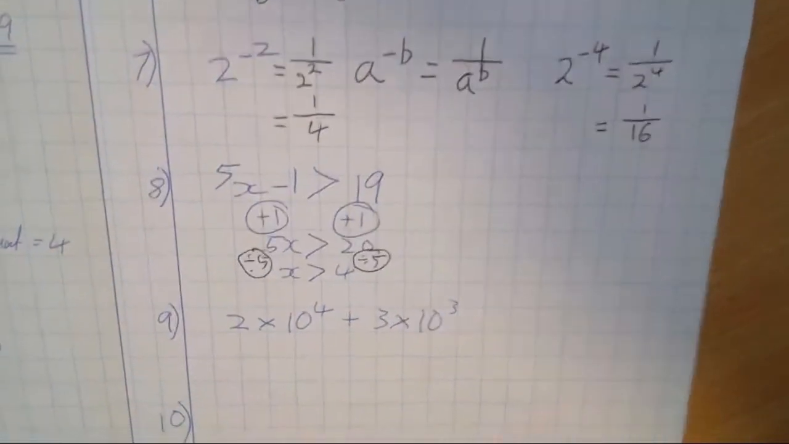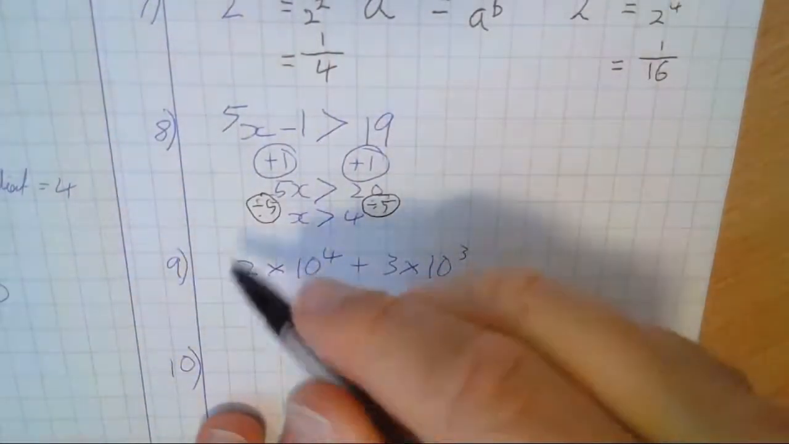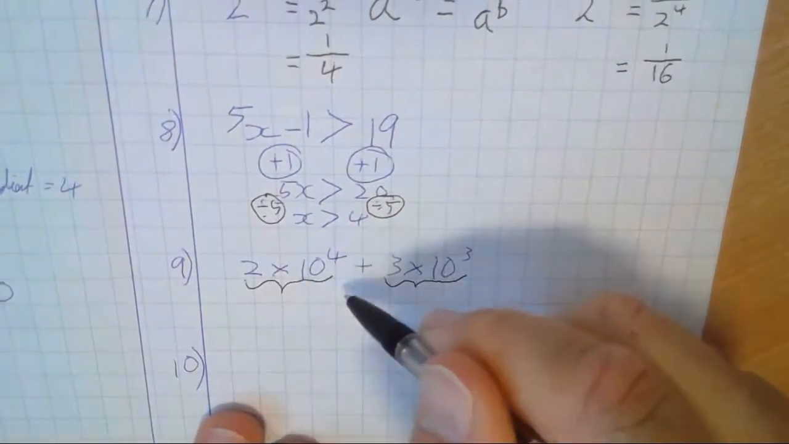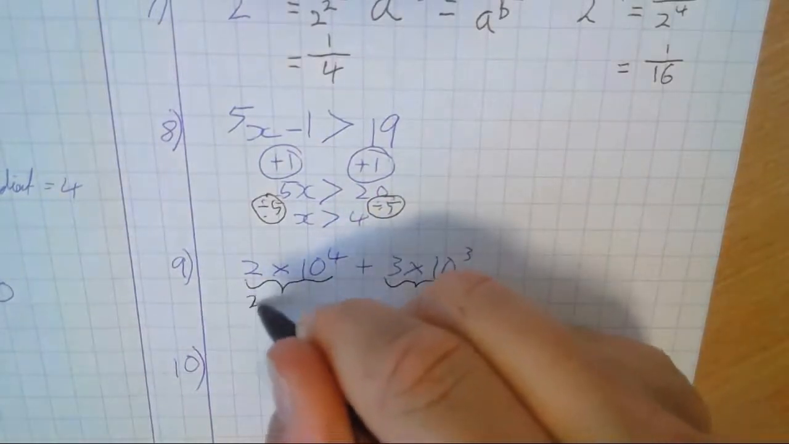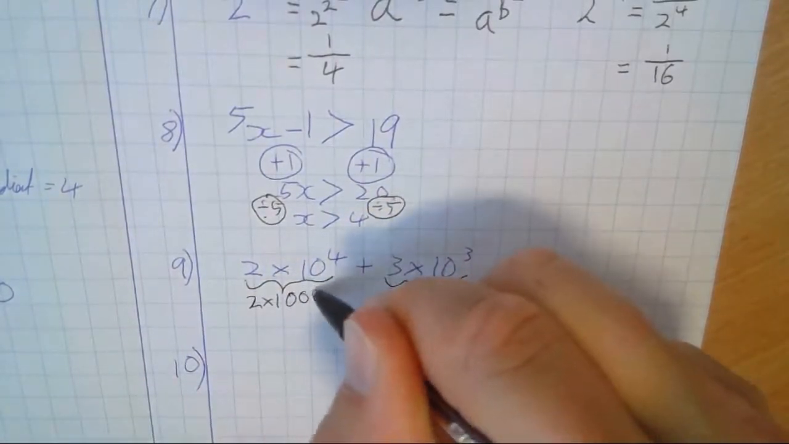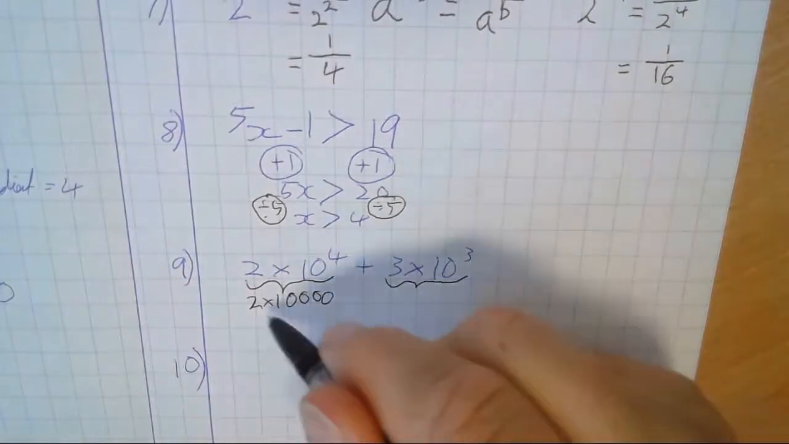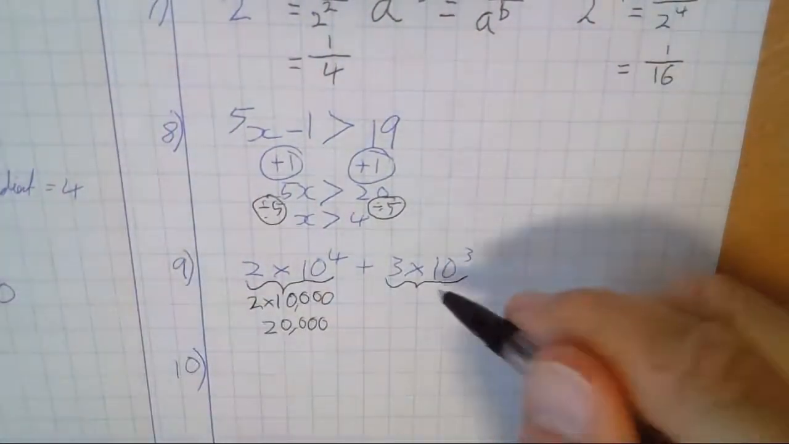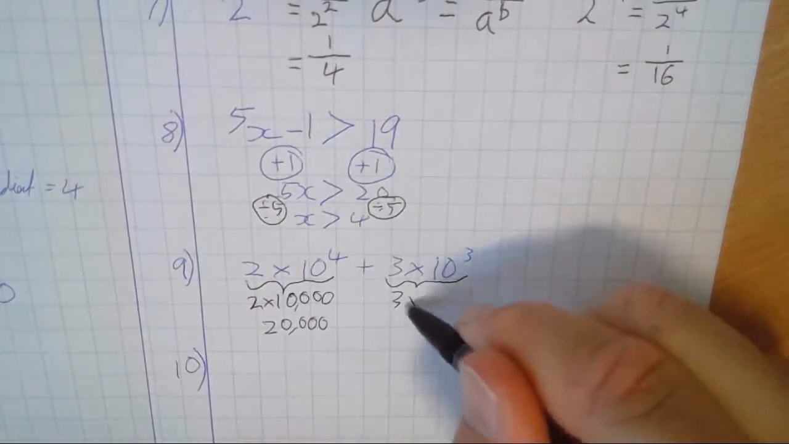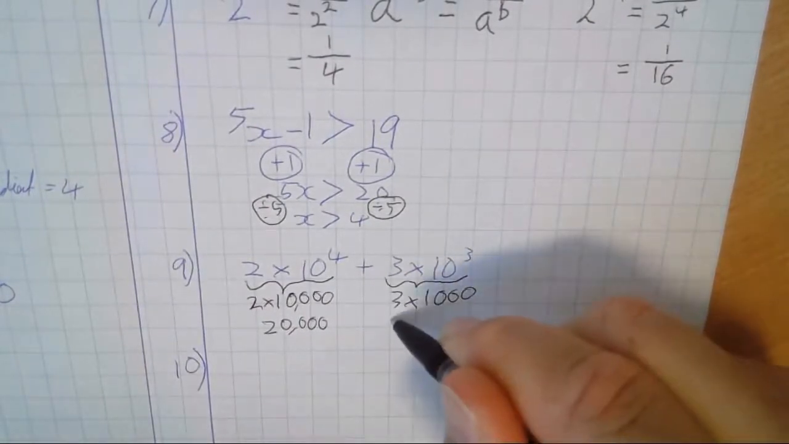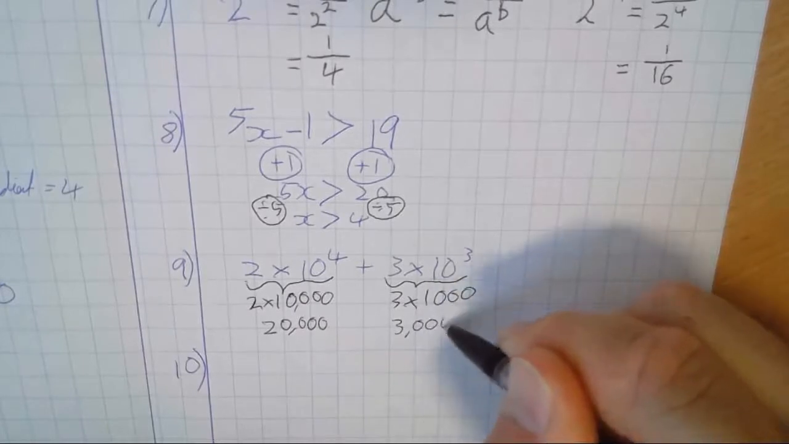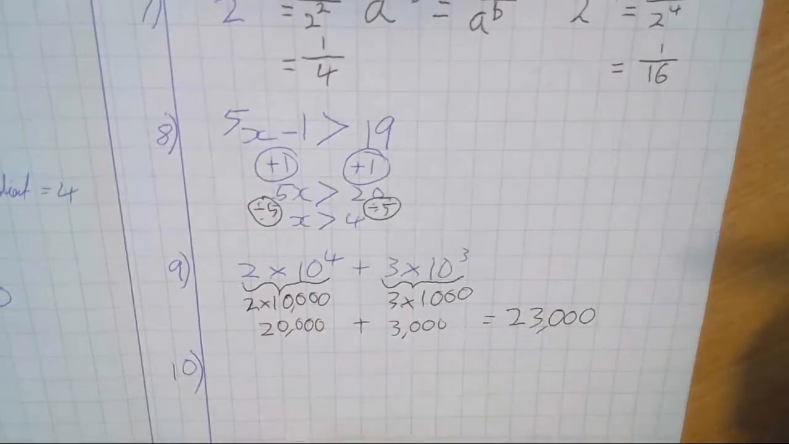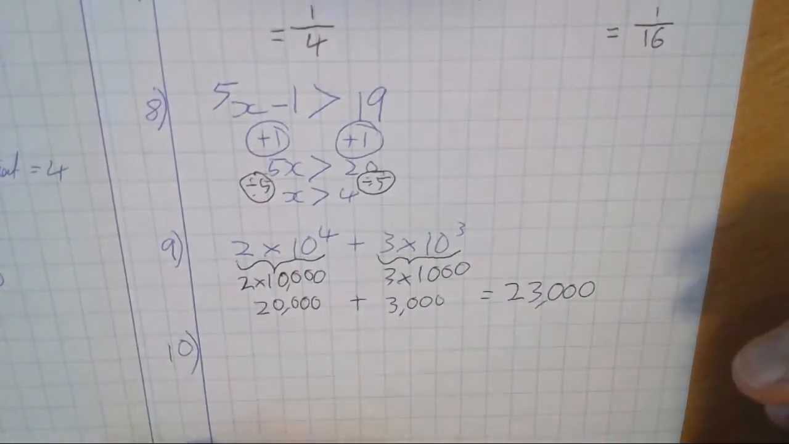Question 9. Do each of these bits in turn and then add them together. So 2 times 10 to the 4 is the same as 2 times a 1 and 4 zeros, which is 2 times 10,000, which is 20,000. 3 times 10 to the 3 is 3 times a 1 and 3 zeros, which is 3 times 1,000, which is 3,000. So when I add them together, I get 23,000. I got that. Finally. Fabulous.